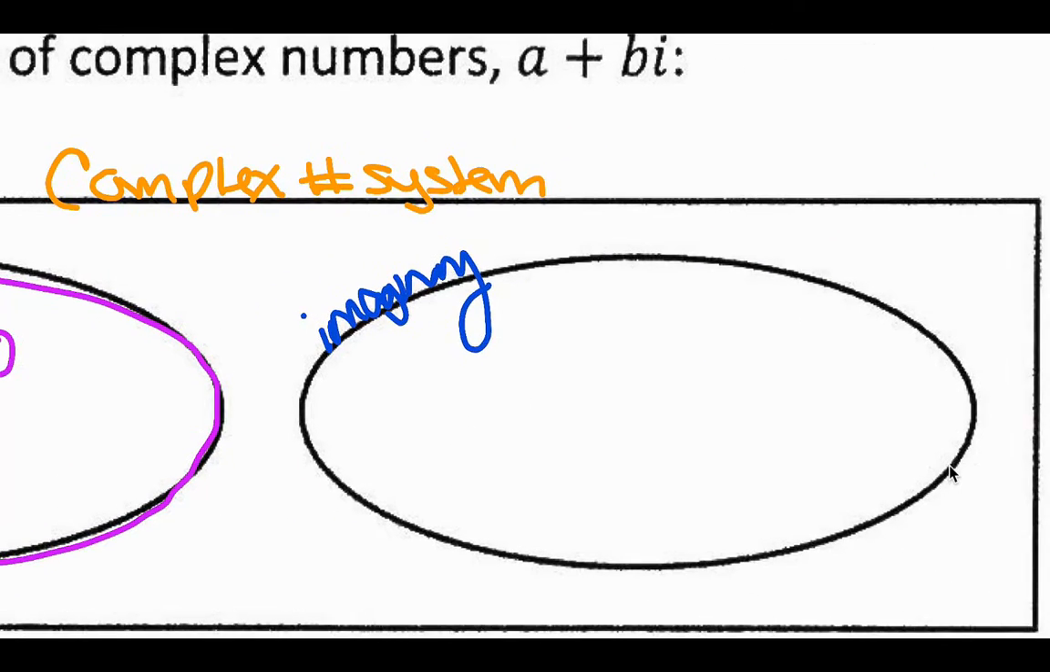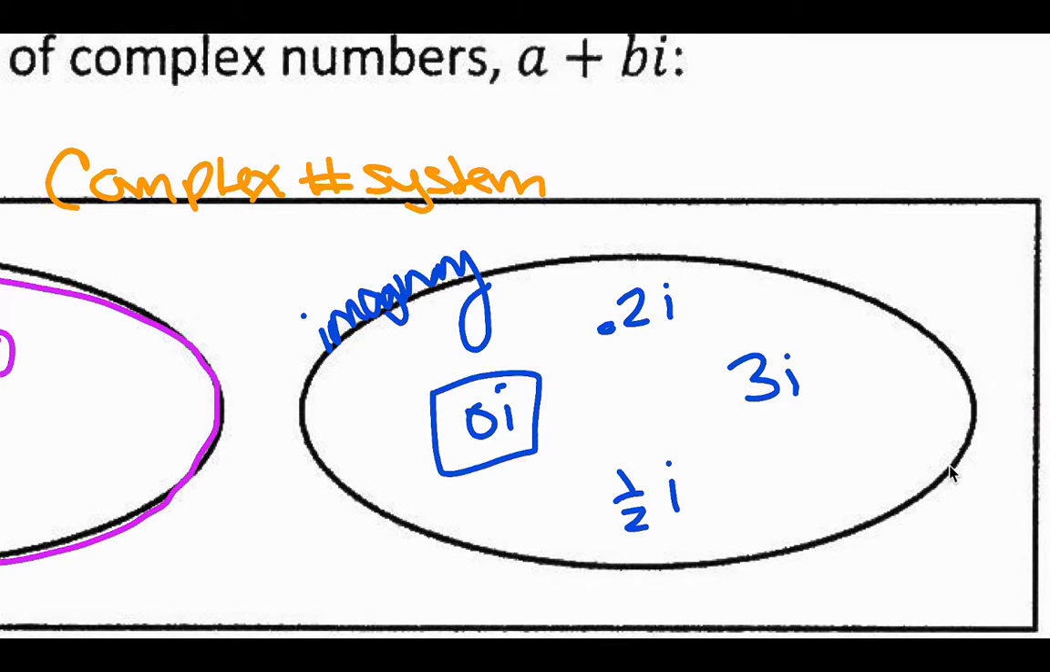On the imaginary side are the things that we worked with together last class. 3i. 0i, that's a big one. We use that one a lot. I'm going to put a box around it. 1/2 i, 0.2i, 86i, right? We could have anything. We could have pi i. Any number that we had real, we can make imaginary by sticking an i on at the end of it. And so within that complex number system, we have all sorts of numbers.